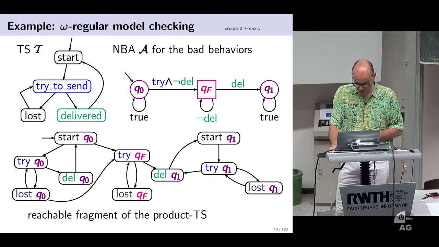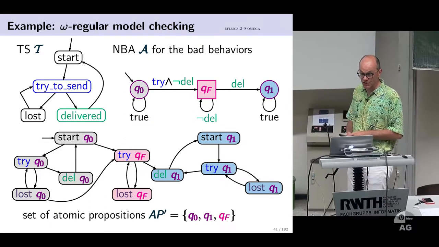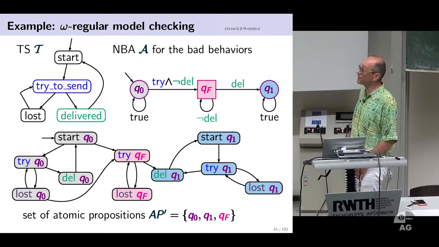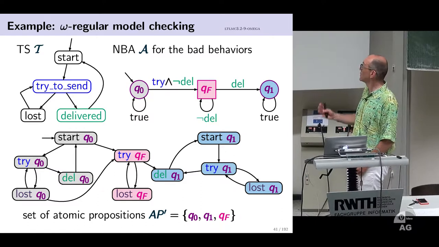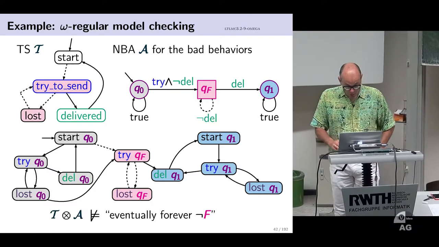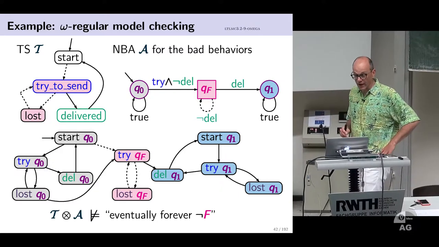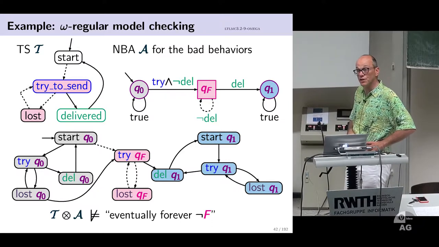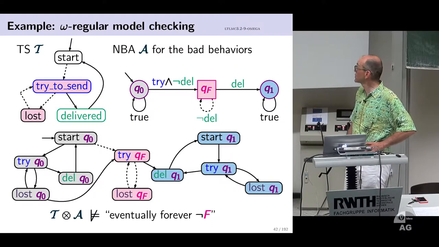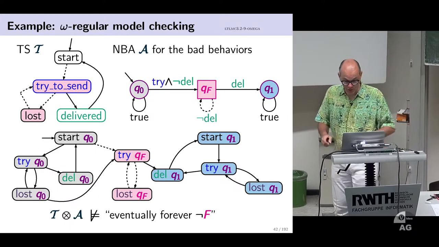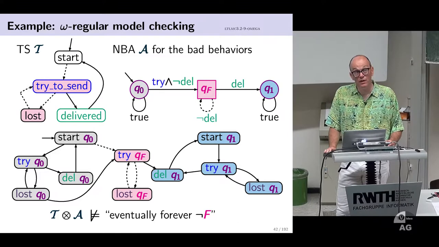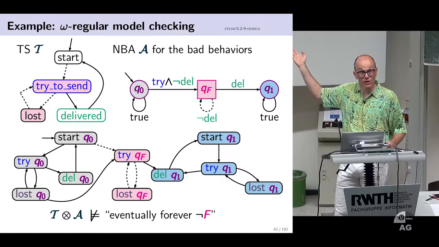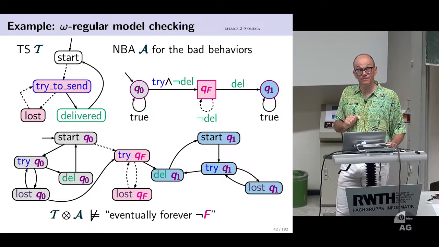and looping here forever means actually that we violate the property. So this is the labeling of the transition system. The pink states are the important ones because those are the ones where the NBA is accepting. So those indicate the states that are bad. Now we have to check eventually forever not F. This is violated because you can go here and cycle around there. And that's a counterexample for satisfying eventually forever not F. Conclusion, thanks to the theorem we had, if we know this, the original transition system does not satisfy the original property.